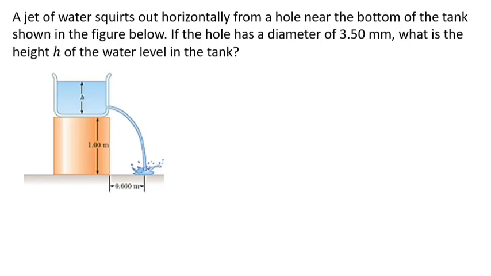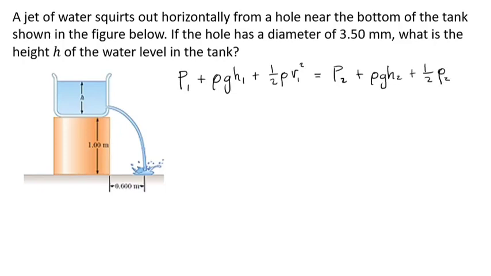What we're going to do is this. Let's start off with Bernoulli's equation. So according to Bernoulli's equation, let me just write it here. rho g h1, plus half rho v1 squared, equals p2 plus rho g h2, plus half rho v2 squared.